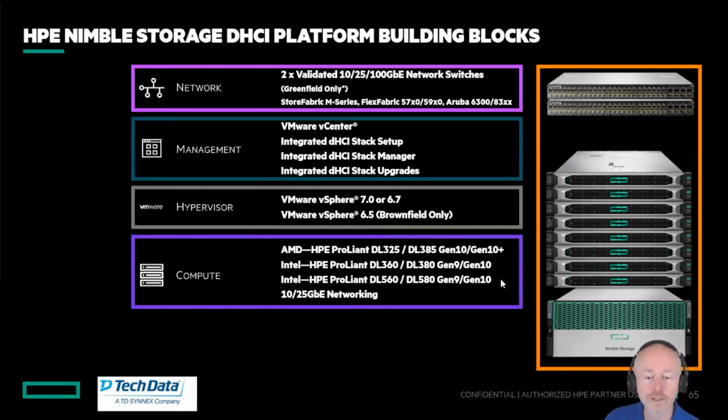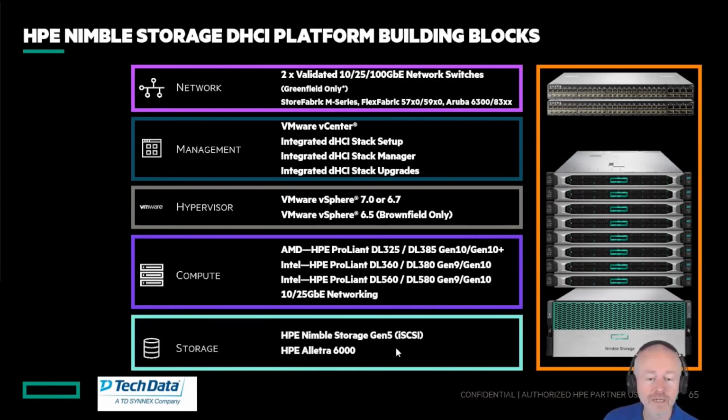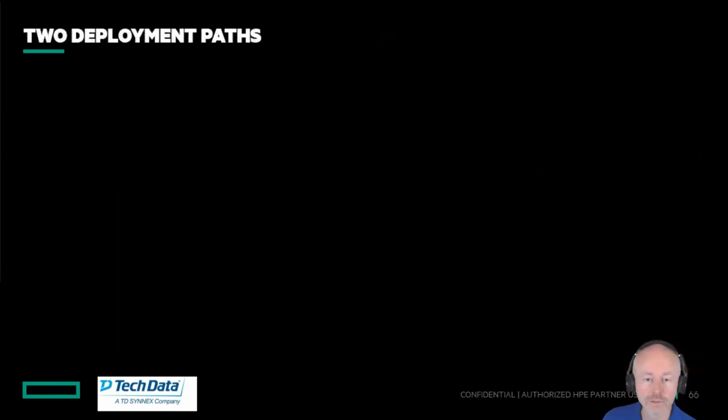Quite a lot of hardware, Gen 9, Gen 10, AMD, Gen 10 Plus and V2 are supported today with compute with 10 or 25 gigabit networking. Nimble Storage Gen 5 and Electra 6000, know that it's iSCSI based. Now, most of the Nimble arrays are iSCSI based anyway. But so it's always an iSCSI solution today.